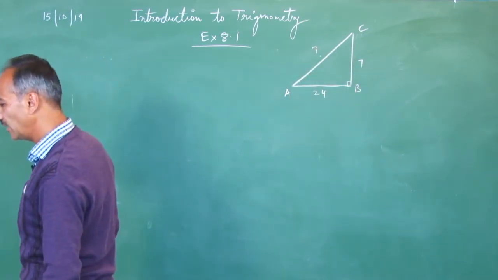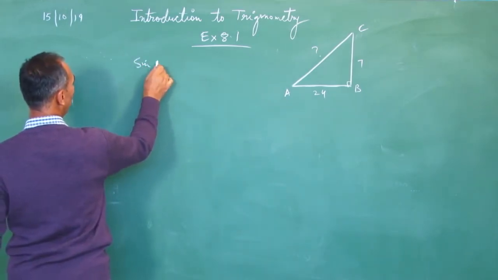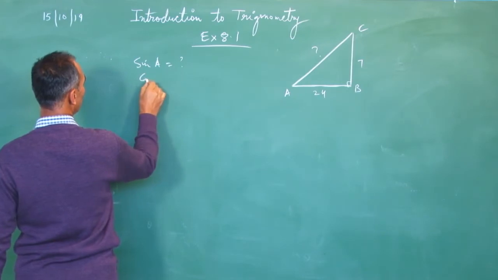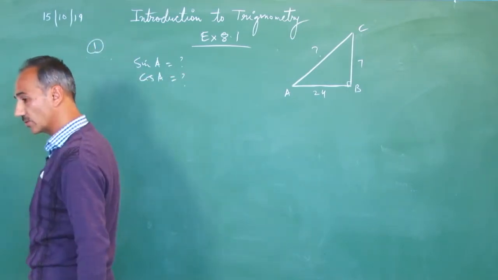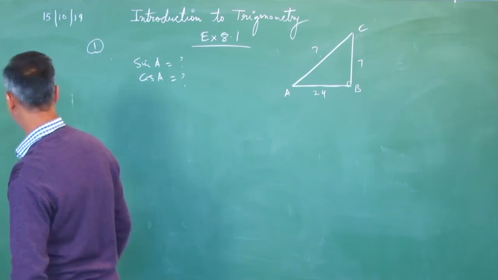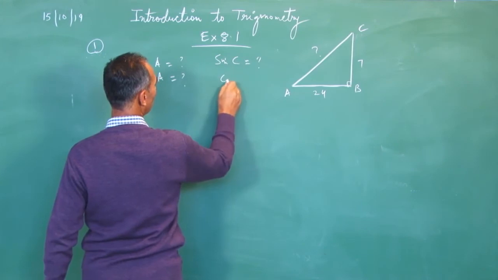He says find the value of sine A and cos A. You are asked to determine the value of sine of A, cos of A. Then you are asked to find the value of sine C and cos C.